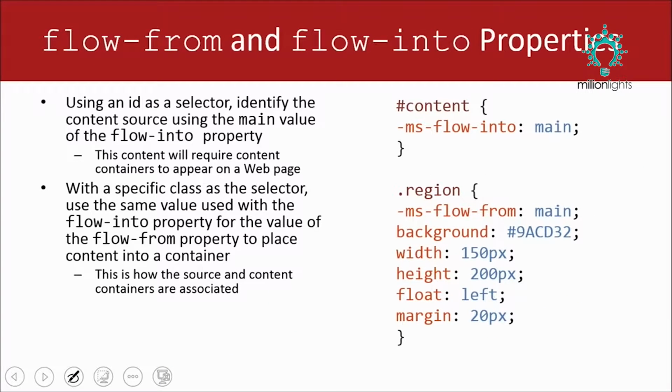All right, so how do we use these flow-from and flow-into properties? What we're going to do is use an ID as a selector for our content, right, for that div. And then we're going to use the flow-into property and set the value as main. Then for each of our regions, we're going to identify them with a class, right? And from there, we're going to use flow-from. Now we're going to set that flow-from property's value to main as well. And these two things here, for our region and for our content, are going to be the same exact value.